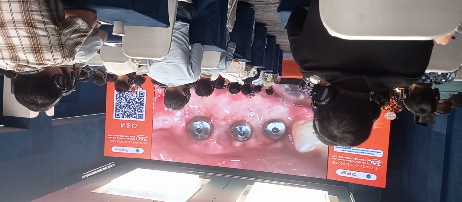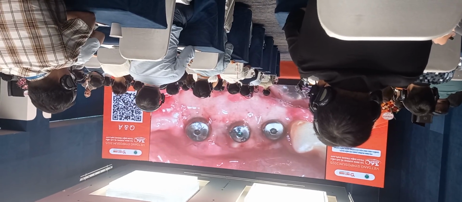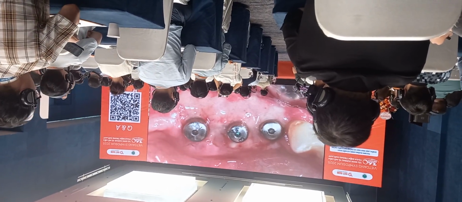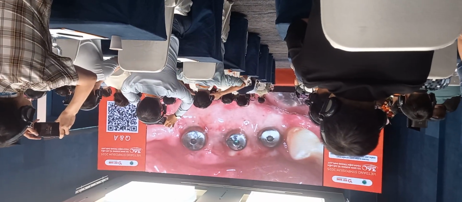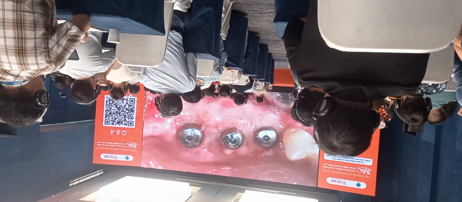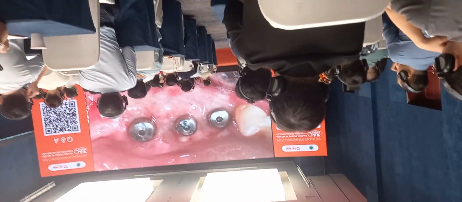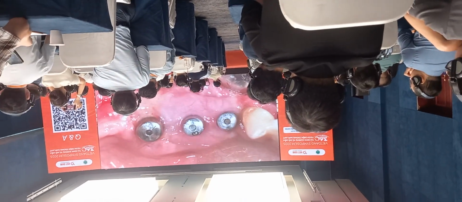1 week. Bone regeneration, but also soft tissue management. We restore a big quantity of keratinized tissue band around the implants. We restore the depth of the fornix. And this is the maturation.